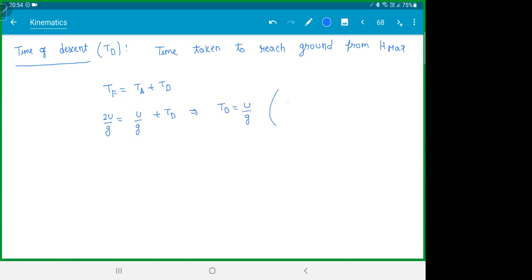But again, be careful. This is valid only if it comes back to the same level. That is because when you use time of flight as 2U by G, this is valid only when you come to the same level. So time of descent also will work for the same condition.